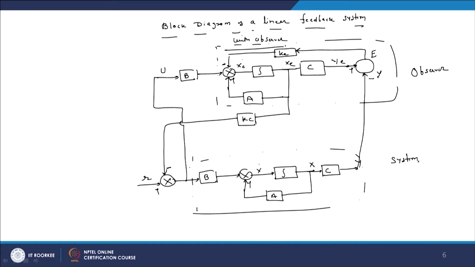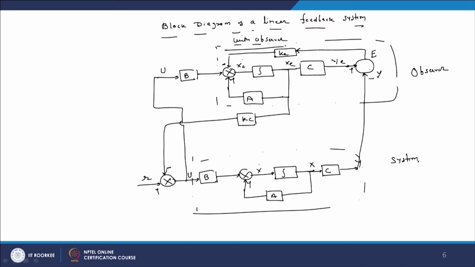The input u is common here, this is u, and this xc goes through Kc. This Kc is the controller of the actual system, and this K is the controller for the observer. The main purpose of this K is to reduce the error between y and ŷ. So now this is the complete diagram of a linear feedback control system with observer.